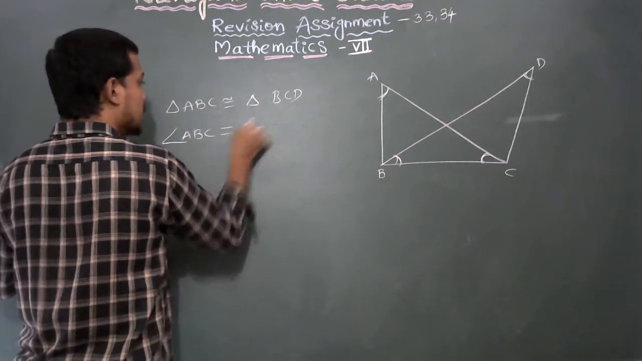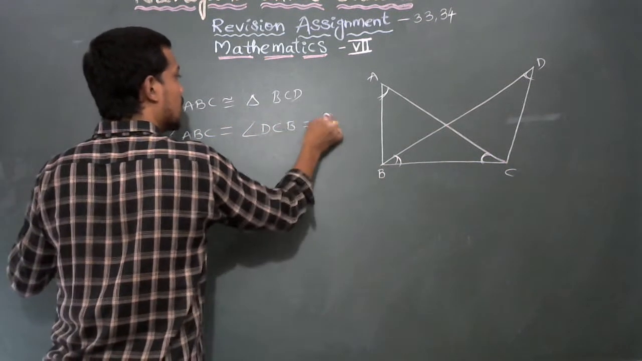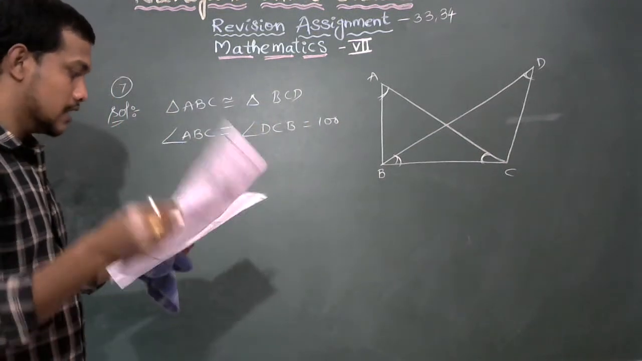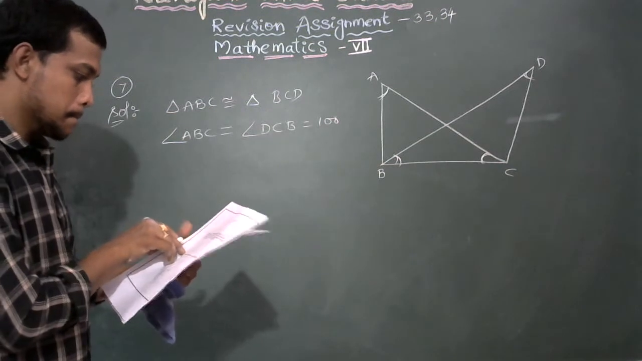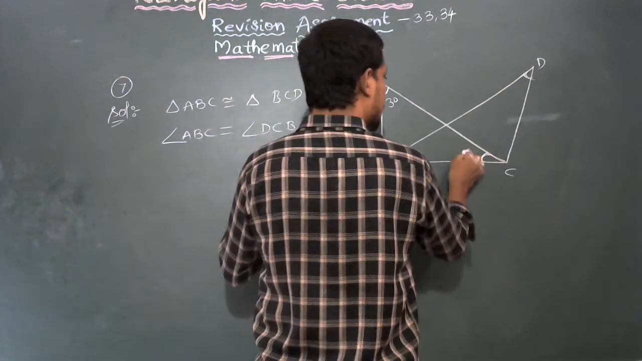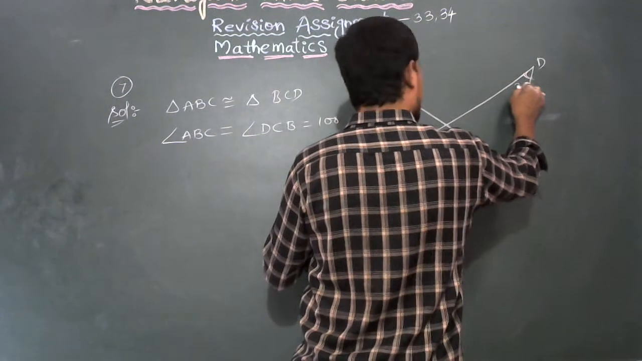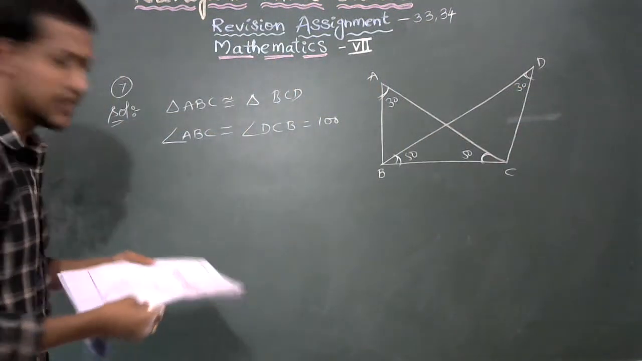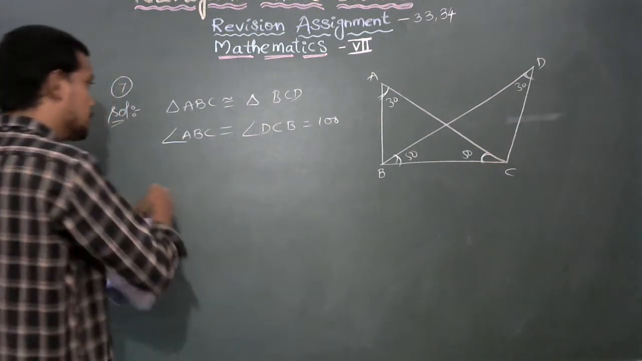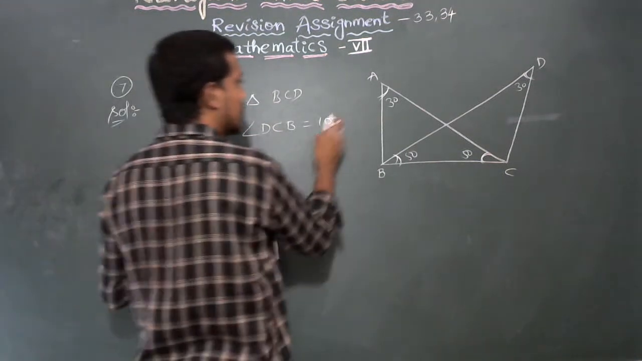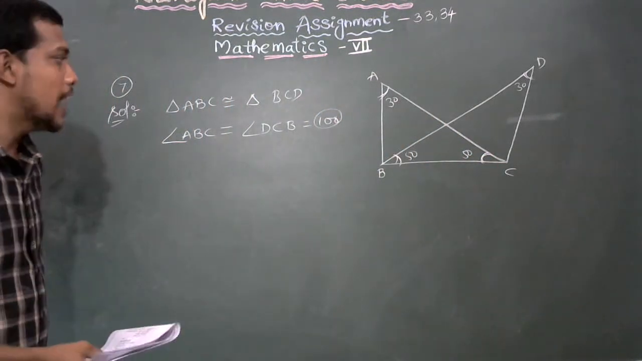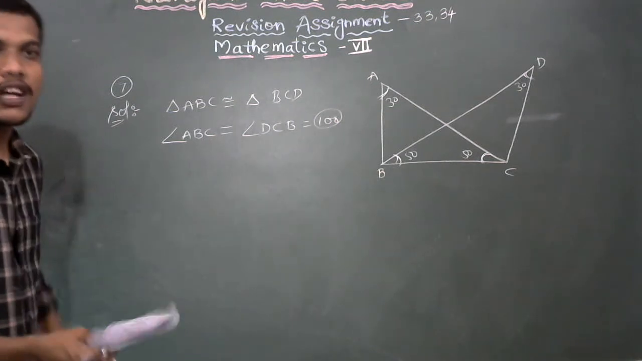So angle ABC is equal to angle BCD is equal to 100. So why is it given in the question? So congruent. So A equal to 30, B equal to 50, C equal to 50, D equal to 30. So here angles like that are given. So why 100? Because this angle and this angle must be equal. That's why I am taking 50 plus 50 which is equal to 100.